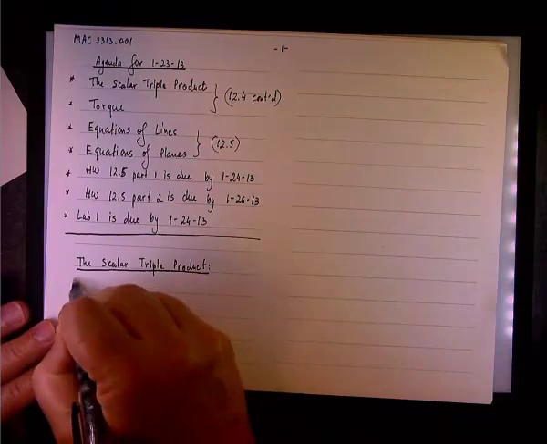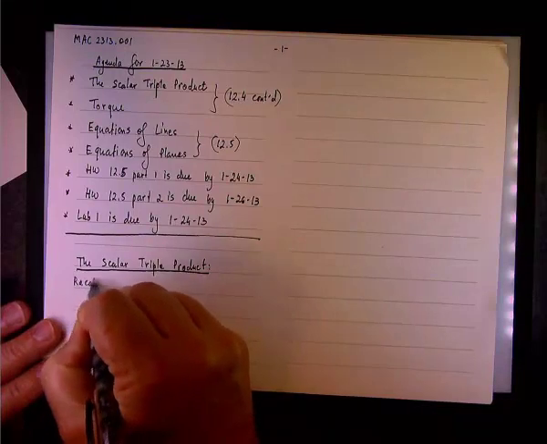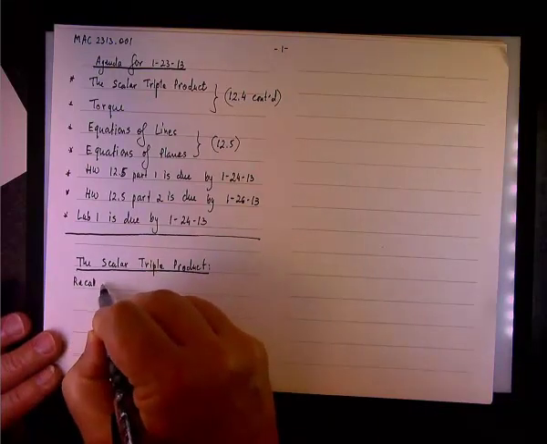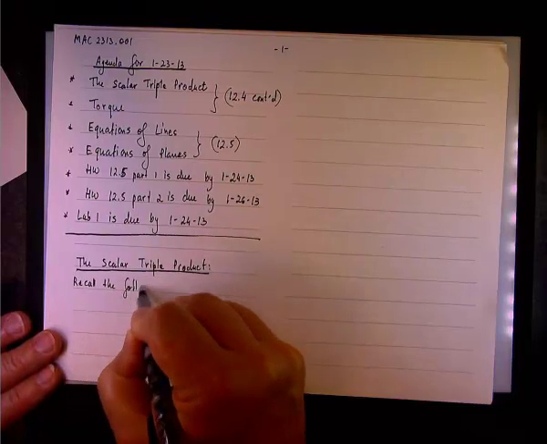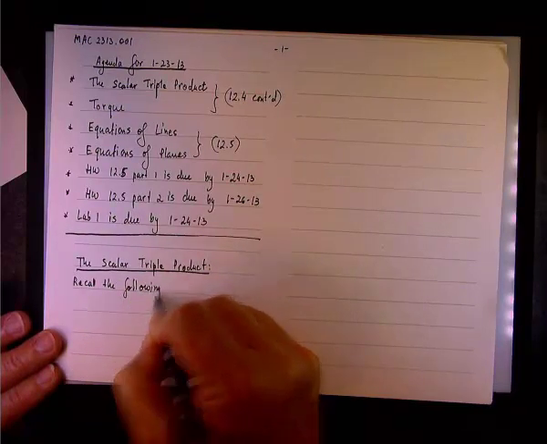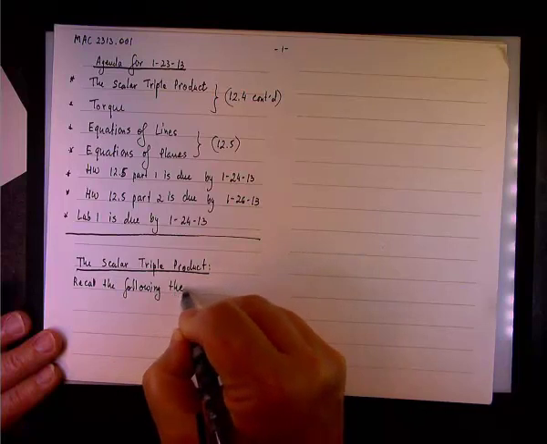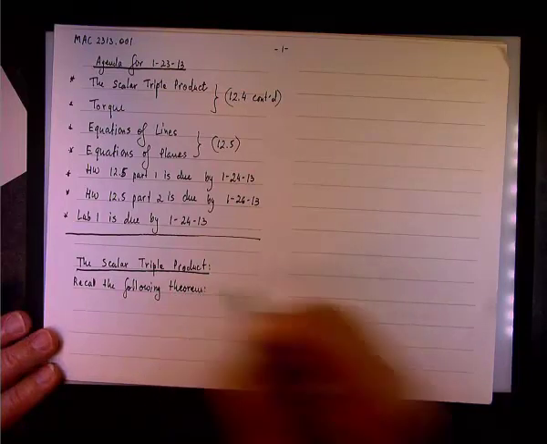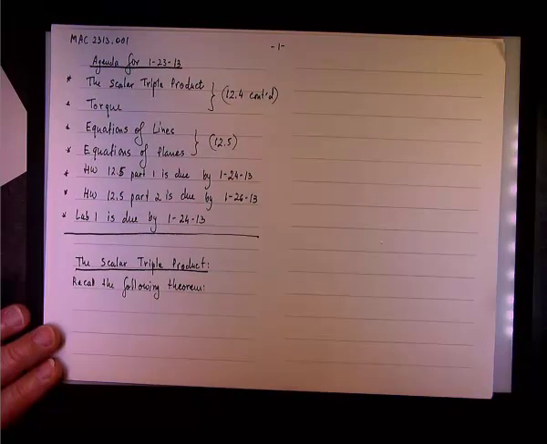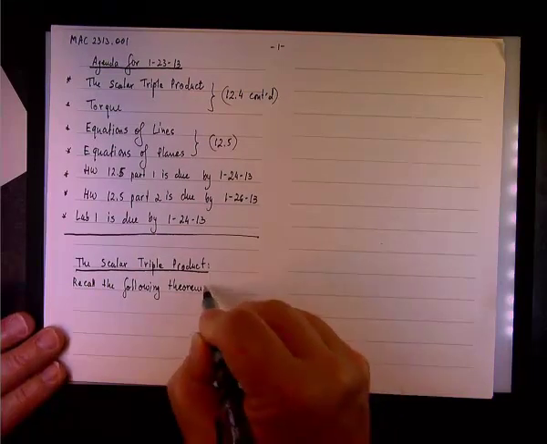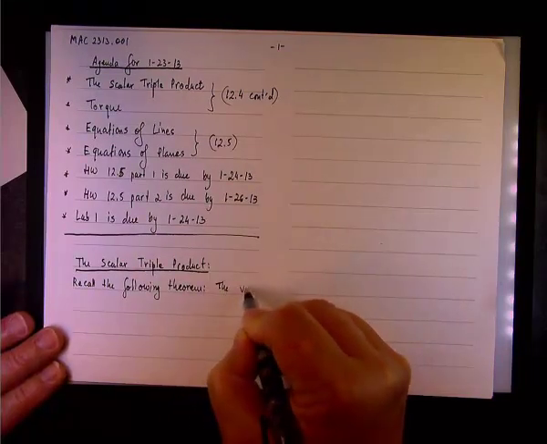Okay, so recall the theorem. Recall the following theorem from last time. We said that the volume of the parallelepiped determined by three vectors A, B, and C is the scalar triple product.